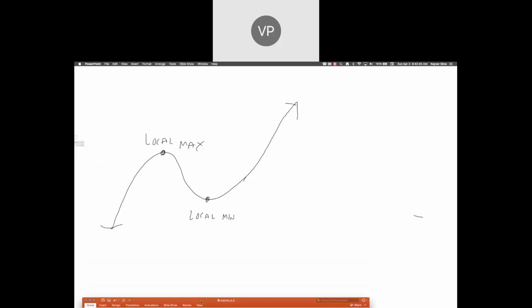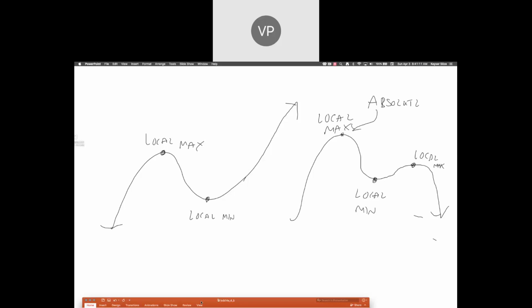So let me give you another case here. Let's say we have one going down like this. Again, we have a minimum, and we have a couple of maximums. This is still a local min, this is still a local max. This one on the top here is also a local max, but it's also the absolute max, because you see how in the entire picture it is the highest point.